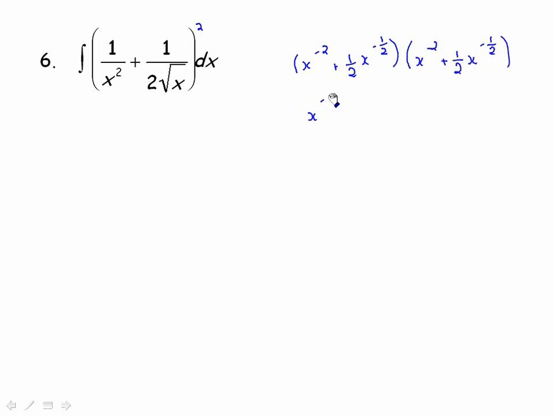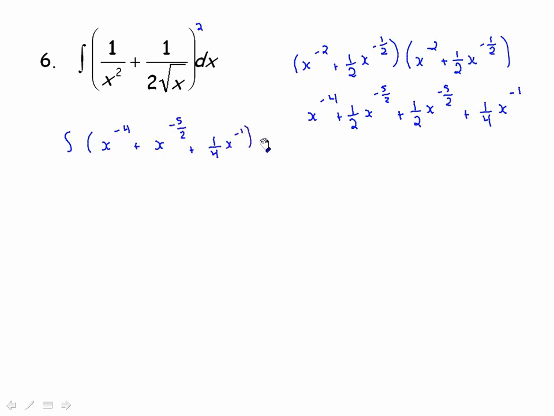And you'll get x to the negative 4 for the first term. You'll get plus 1 half. And then make sure you carefully add those exponents. Negative 2 plus negative 1 half is going to be x to the negative 5 over 2. So 2 and a half. And then the next middle term is going to be the same, plus 1 over 2 x to the negative 5 over 2. The last term is plus 1 quarter, and then negative 1 half plus negative 1 half is negative 2 halves, negative 1. So this is the integral of x to the negative 4 plus 1 half plus 1 half is 1, x to the negative 5 over 2, and then plus 1 quarter x to the negative 1 dx.